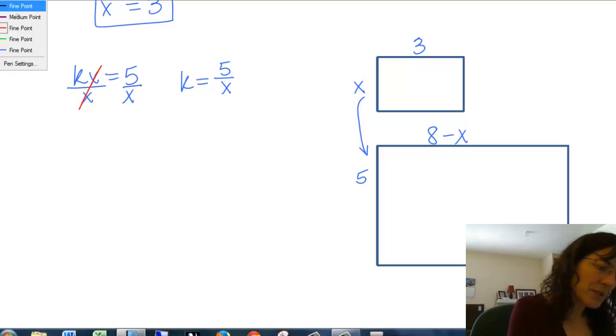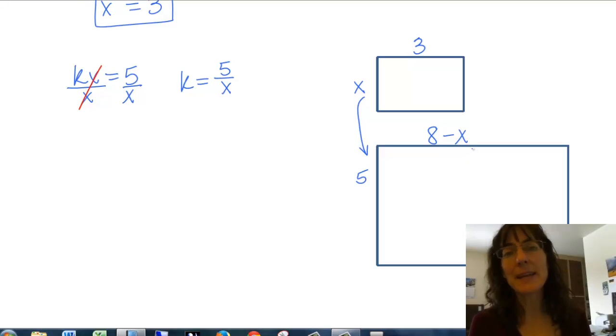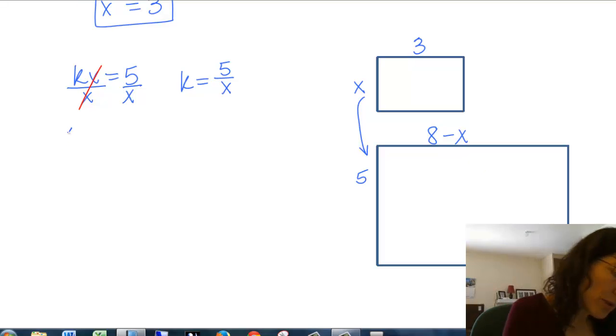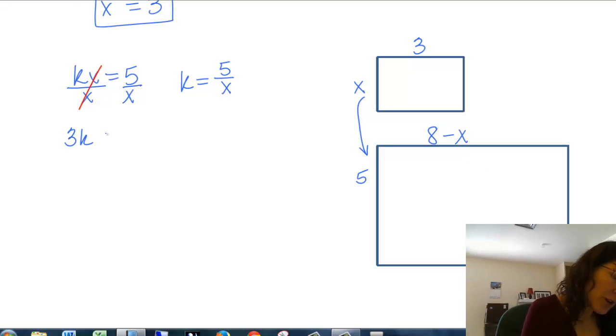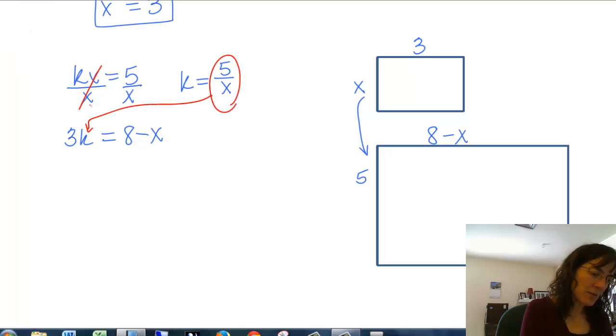My x is reduced. And then I'm going to write my second side, corresponding sides, as a multiple of k. So it's going to be 3k, always take the shorter or the original, 3k equals 8 minus x. And then I'm going to take that k that I found, just like I did before, take that k I found and sub it in.